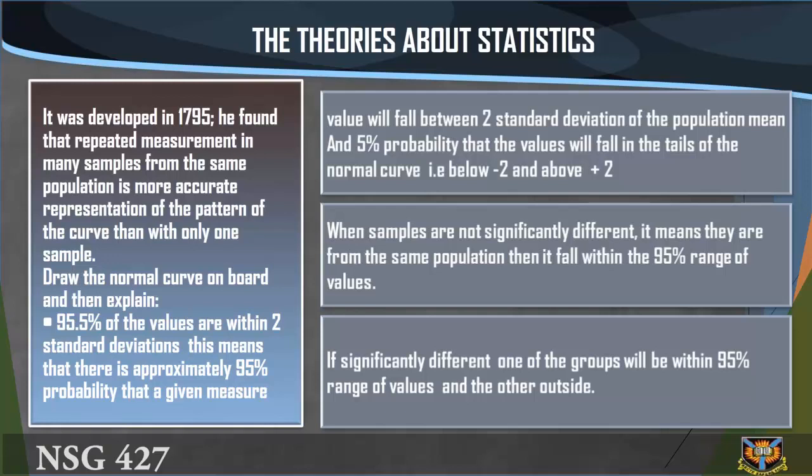95.5% of the values are within two standard deviations. This means that there is approximately 95% probability that a given measure value will fall within two standard deviations of the population mean, and 5% probability that the values will fall in the tails of the normal curve, that is, below -2 and above +2. When samples are not significantly different, it means they are from the same population, then it falls within the 95% range of values. If significantly different, one of the groups will be within the 95% range of values and the other outside.